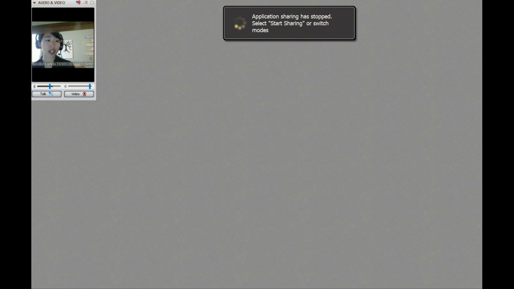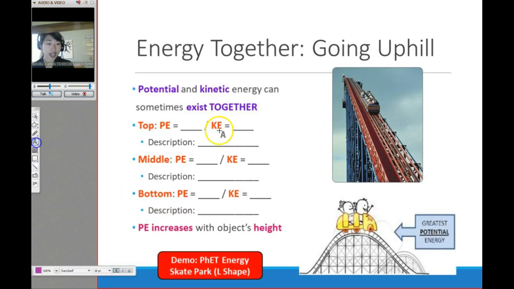So what we're going to do is go back over here, and at the top, all of his energy is potential. So it's 100% potential energy. There is 0% kinetic energy. And in terms of describing him, his height is the highest possible height he could be, and his motion is the lowest it can possibly be. So he's got all the height, and no motion, which is why it's 100% potential, right?